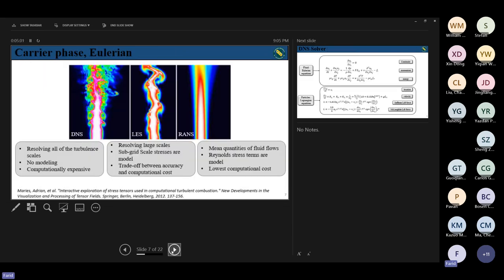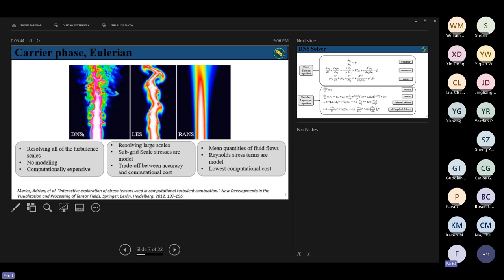For the Eulerian equation of the fluid, we have three main approaches: DNS, LES, and RANS. DNS resolves all the scales of turbulent flow. No modeling is needed, and this method, as you know, is computationally expensive. On the other hand, we have RANS simulation, which gives us mean quantities of the fluid flow, and the Reynolds stress term is modeled in this approach, which has the lowest computational cost. LES, which stands in between DNS and RANS, resolves larger scales of turbulent flow, and we model the subgrid scale stresses in this approach.